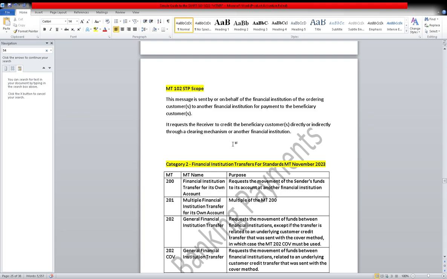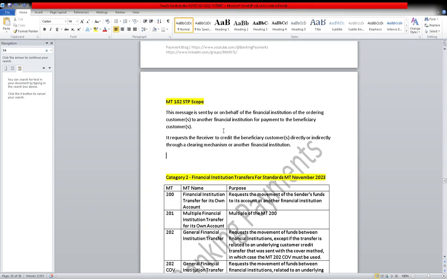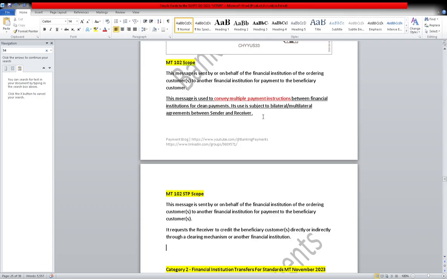This may have multiple payments, and those payments will follow the MT101 rule only. That is the MT102 STP payment. Clear? This MT101 is nothing but MT102. So where did I pick this from? It's here. Can you see it? MT102, the middle one.